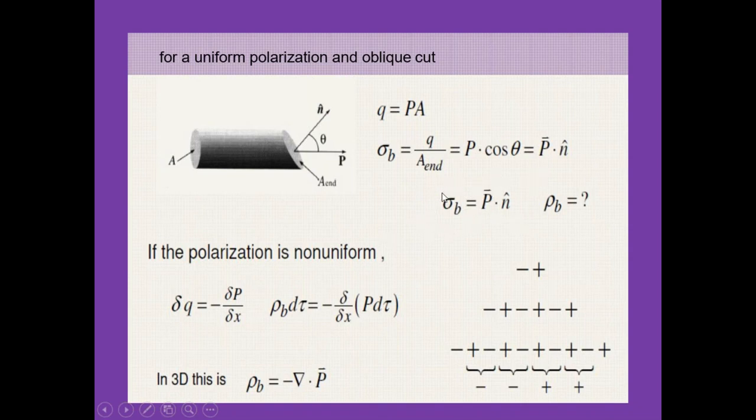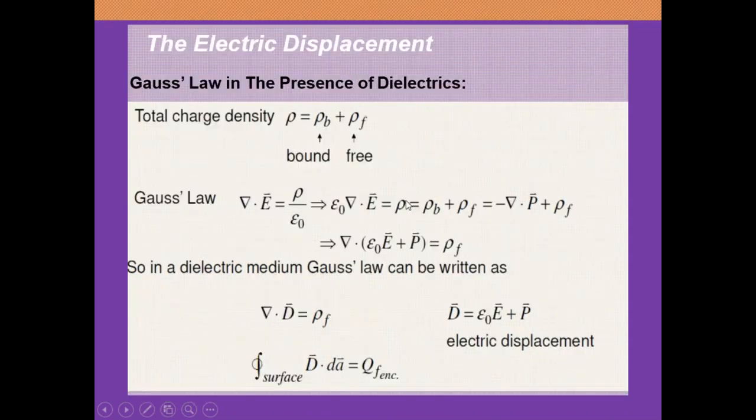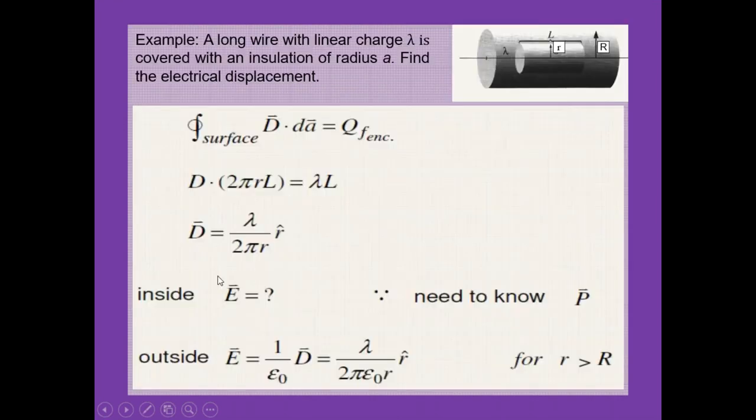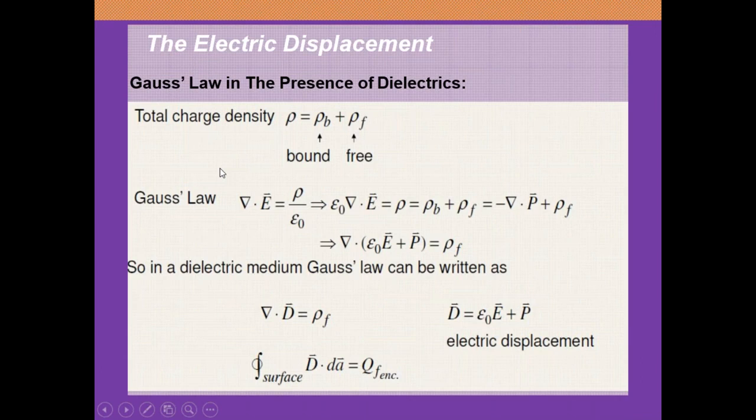We have this for that. Then, sorry, we have this. Then for non-uniform, we have this. And we use this in Gauss's law, which also works in the presence of a dielectric.